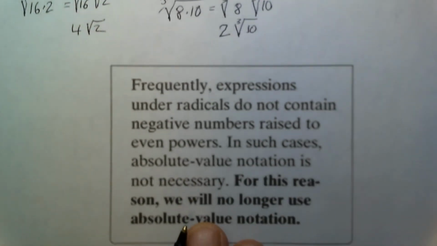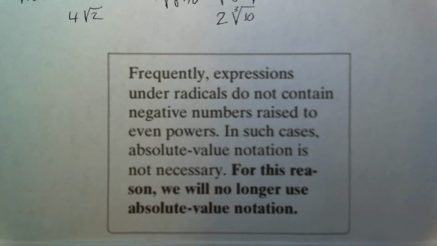So here's another important observation. Frequently, expressions under radicals do not contain negative numbers raised to even powers. In such cases, absolute value notation is not necessary. So here's the bold print. For this reason, we will no longer use absolute value notation. So that's why you won't see it in the future here.